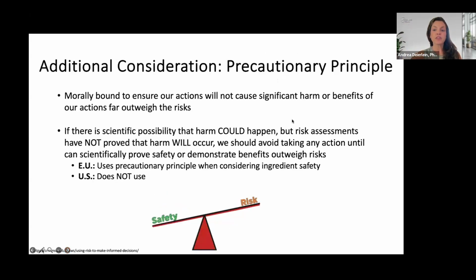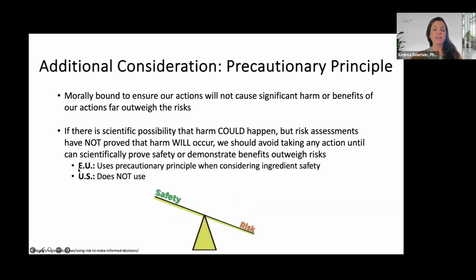So an additional consideration with this is the precautionary principle. So the precautionary principle says that we're morally bound to ensure that our actions will not cause significant harm, or that the benefits of our actions far outweigh the risks. So when this is applied to looking at food ingredient safety, if there's a scientific possibility that an ingredient could cause harm, but the risk assessments have not proved that that harm will occur, then we should avoid taking any action until we can scientifically prove safety or demonstrate that the benefits outweigh the risks.